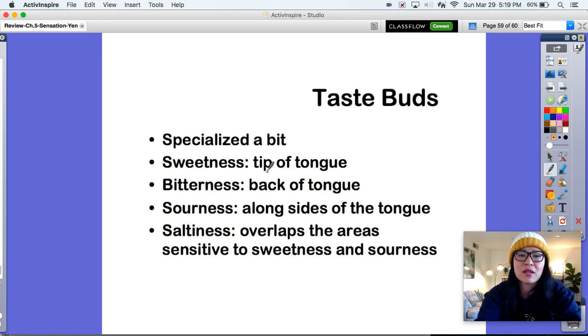Okay, so supposedly the tip of our tongue has sweetness. Bitterness is in the back of our tongue. Sourness is along the sides. And saltiness is going to overlap. That was the day that we had a lemon, cookies, and chips. Supposedly it was to feel different on our tongues.